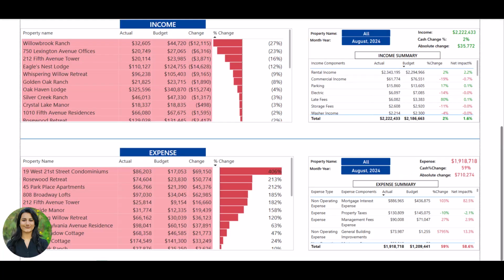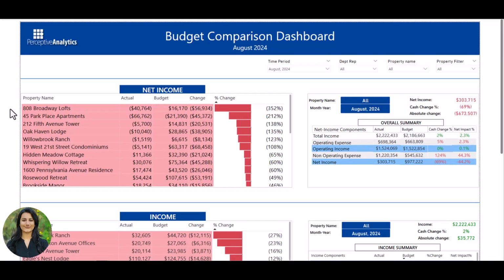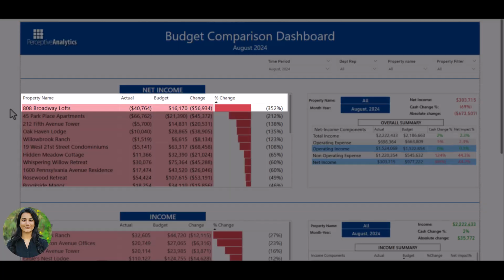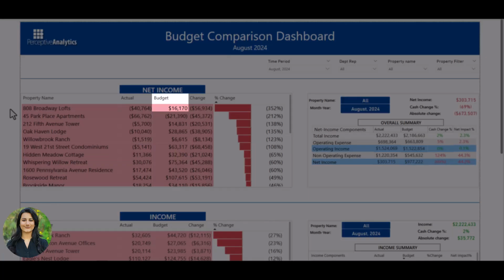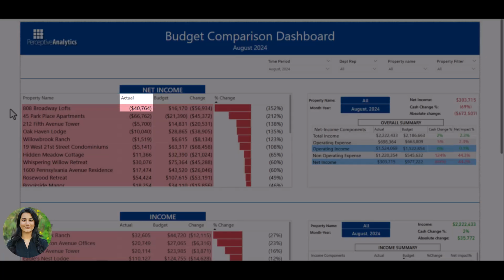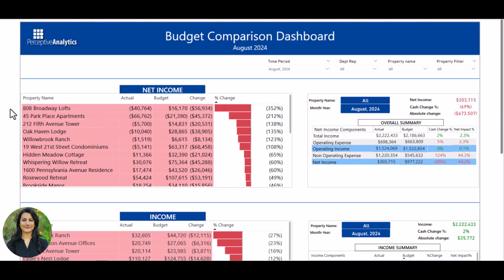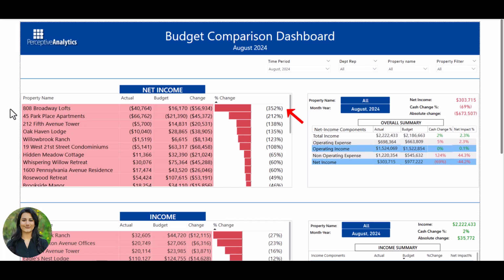The key contributor here is general building improvements, which alone overshot the budget by 5795%. Now let's focus on 808 Broadway Lofts. This is our biggest underperformer. It was budgeted to generate a profit of $16,000, but instead it reported a loss of $40,000. That's a negative variance of 352%, one of the worst across the board.